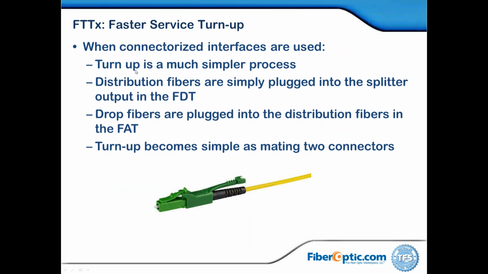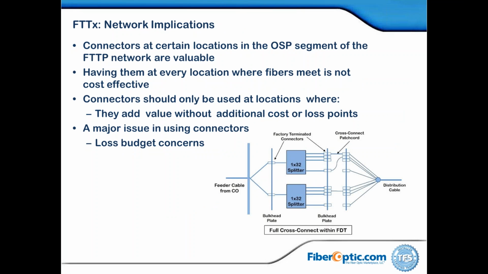So connectorized use, it's simple. You simply plug into the splitters, drop fibers are plugged into the distribution fibers, and turn-ups become as simple as mating 2 connectors. Now here's just a pretty good little diagram where you see feeder fibers coming in to factory terminated connectors. Here's 2 sets of splitters through a cross connect. So this would be up in the hub and then out to the distribution going around the curb of the neighborhood.